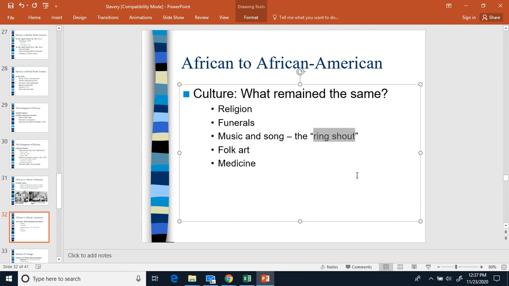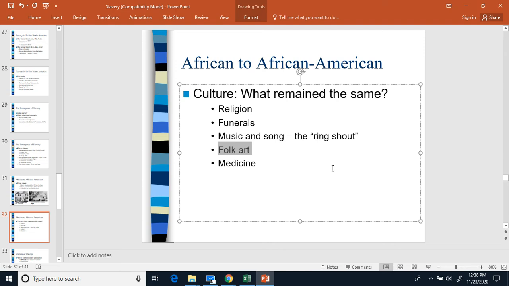So their music and song stayed also very much the same. Ring shout is when you form a ring or a circle, usually around like a campfire, and then you do kind of dancing and singing around the campfire while continuing to walk around in a circle. So that's called a ring shout. I suppose ring sing would be a better name for it, but nonetheless, ring shout is what that was called when you form a ring and you walk around the circle, and you sing. So ring sing, ring shout. There you go. Four, folk art.